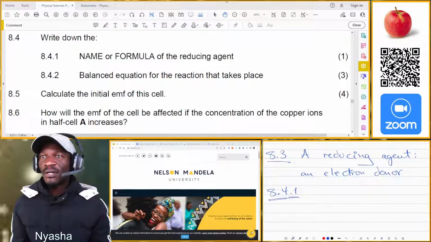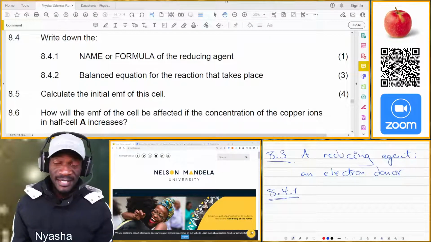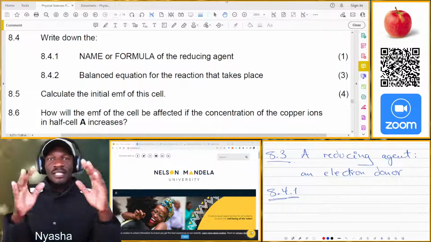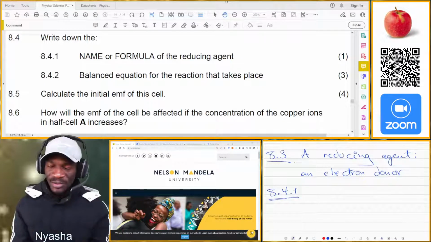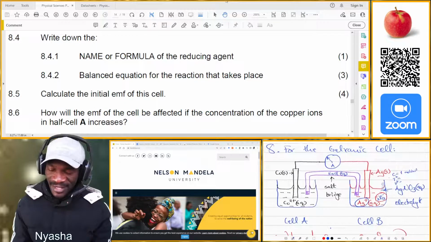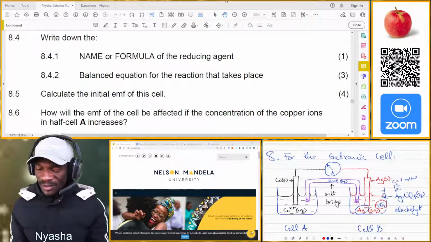Name or write down the name or formula of the reducing agent. What are we talking about? We are talking about this galvanic cell.